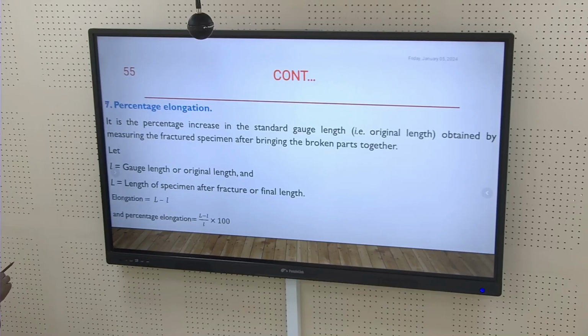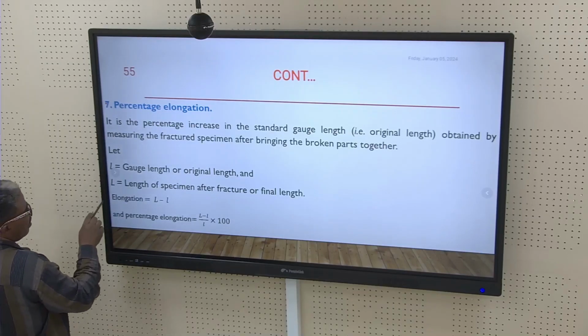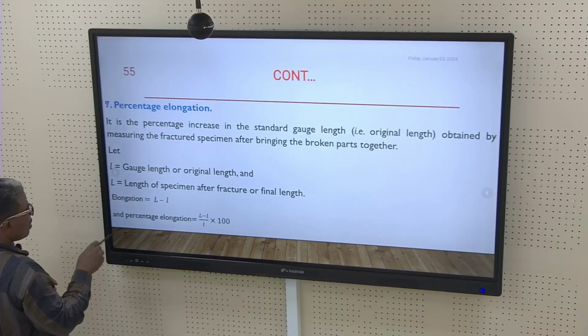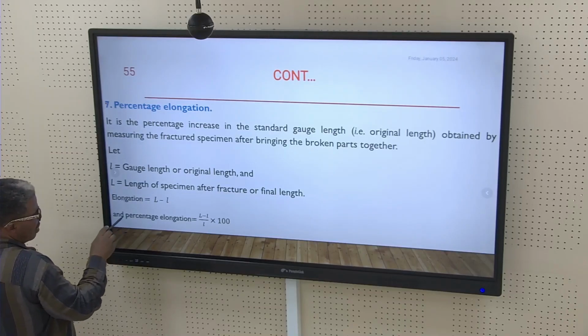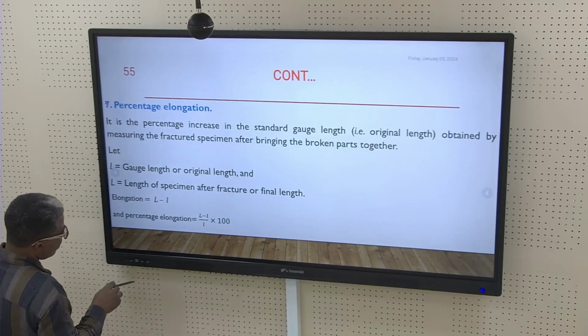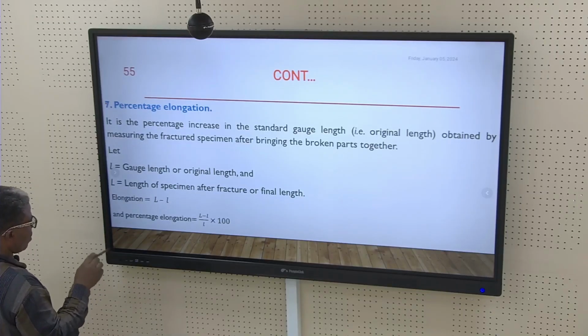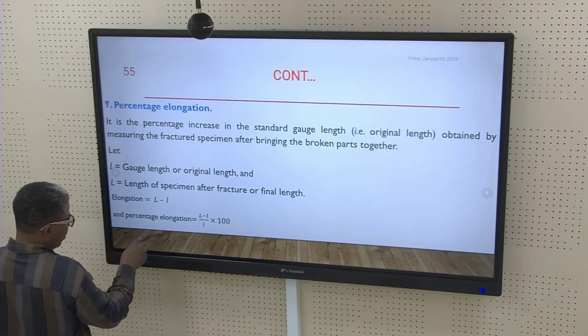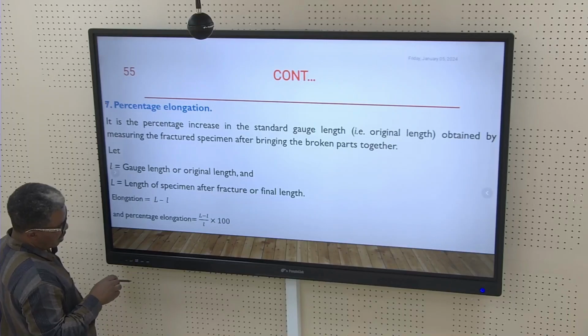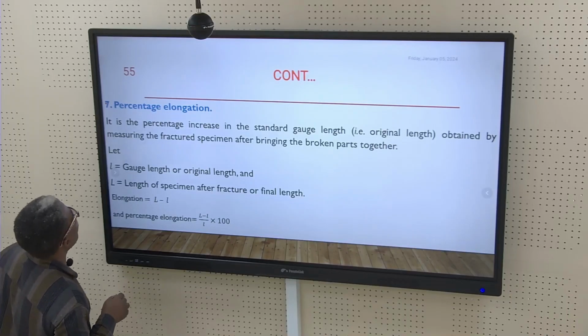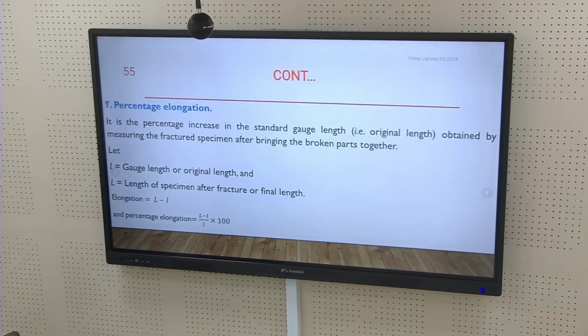So let's say small l is the gauge length or original length, and capital L is the length of the specimen after fracture, or final length. Elongation can be determined by the final length minus the original length. And the percentage elongation can be determined by the final length minus the original length, over the original length, multiplied by 100.